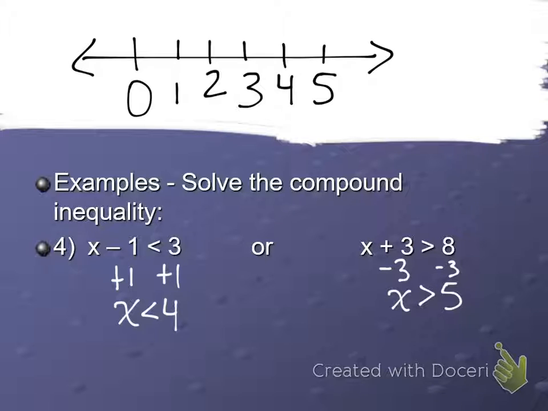So when I go to graph x is less than 4, what kind of circle do I want for it? Open. There is no equal to bar, so it's open, and it is shaded to the left because it is less than, so we're going to the left. So I am just going to go ahead and graph it right now. All right, then I have to also graph x is greater than 5. So do I want an open or closed circle at 5? Open again. And we shade to the right.